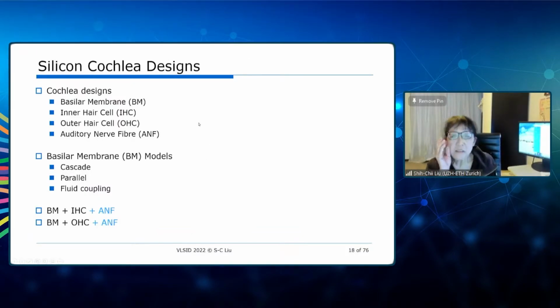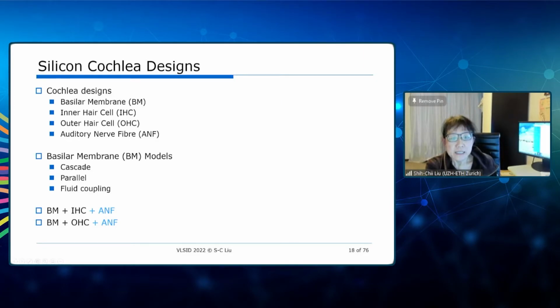So now for the silicon cochlea designs, there have been several over the years. Usually these cochlea designs implement the basilar membrane, which we call BM, the inner hair cell, IHC, the outer hair cell, OHC, and the auditory nerve fiber, ANF. Now, the early designs implement the basilar membrane, BM models, and usually there's three different classes of architectures.